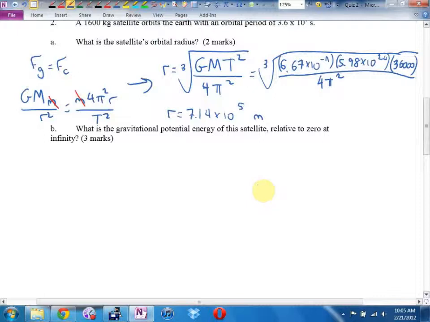What's the gravitational potential energy of the satellite relative to 0 at infinity? Okay.